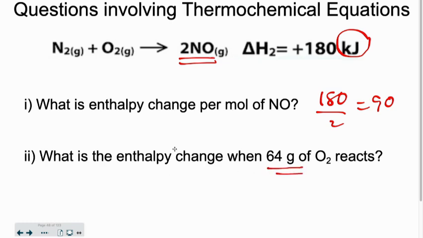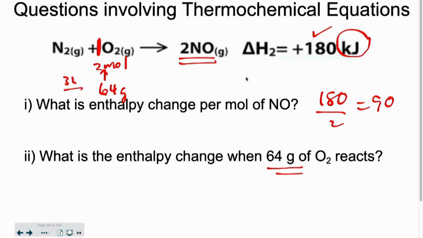What if you were reacting 64 grams of oxygen? So if I had 64 grams of oxygen, how much energy would be absorbed? I know that when 1 mole of oxygen reacts, this is how much energy is absorbed. So what I would have to do is convert that to mole, which turns out to be 2 mole, because the molar mass of oxygen gas is 32. So if you divide this by 32, I get 2 mole.